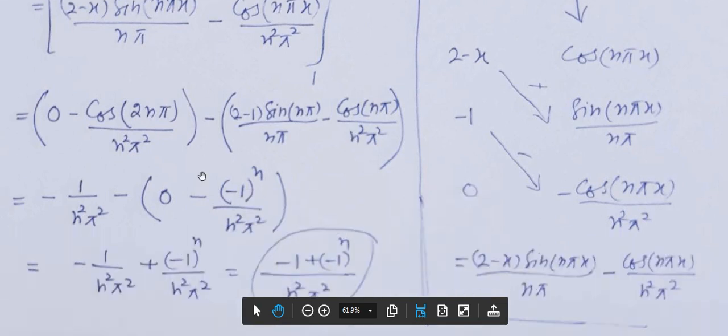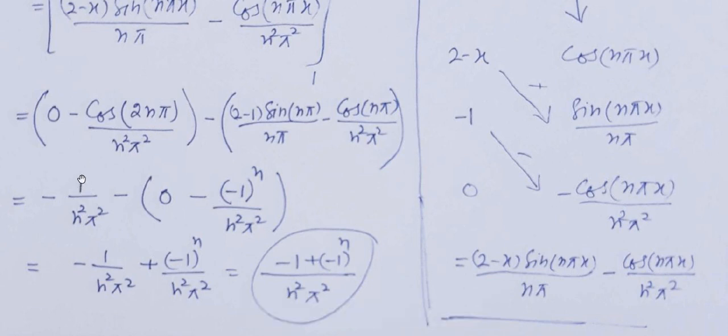Again, you know the value of cosine 2n pi will be 1 for all values of n. The reason is, even if you put n as 1, it will be cosine 2 pi, and cosine 2 pi is 1. If you put n as 2, it will be cosine 4 pi. So cosine 4 pi, cosine 6 pi, 8 pi, and so on. So this will be 1.